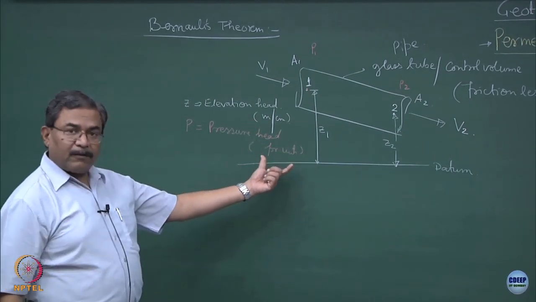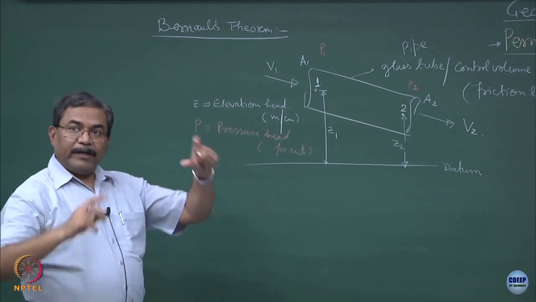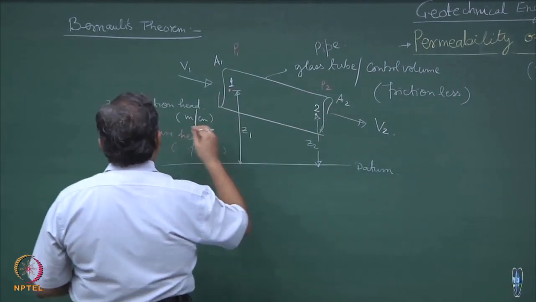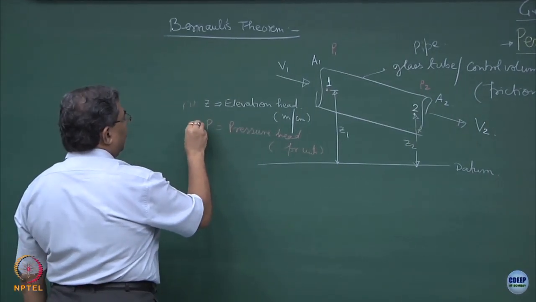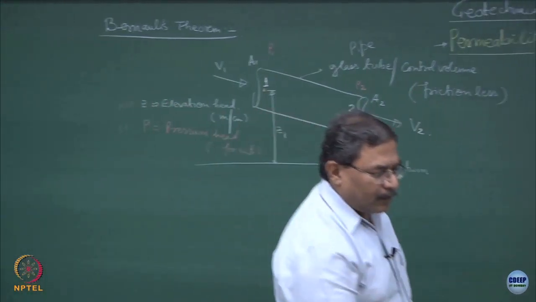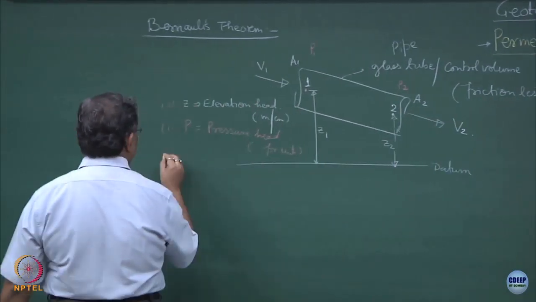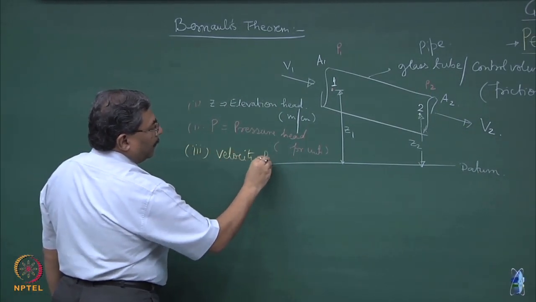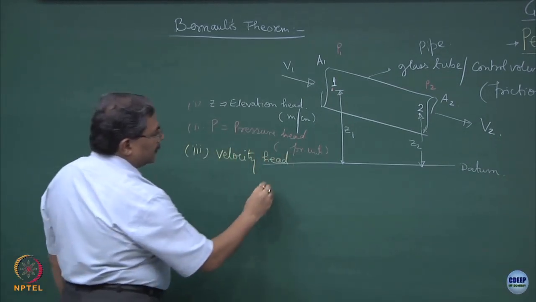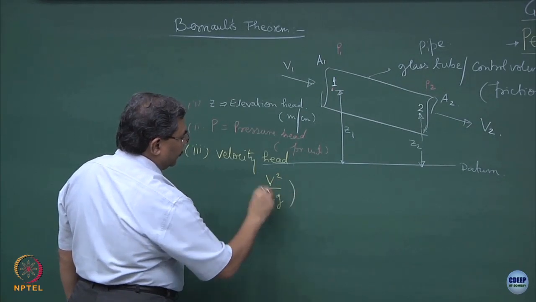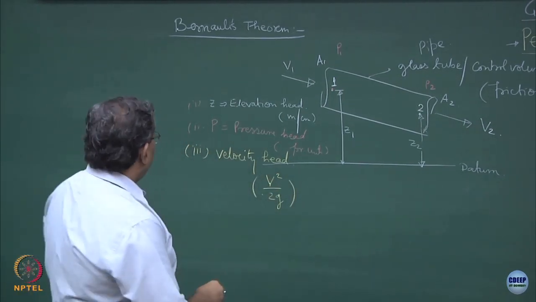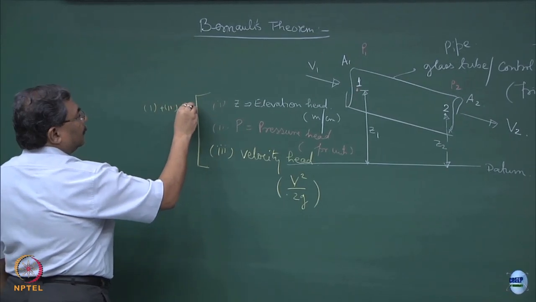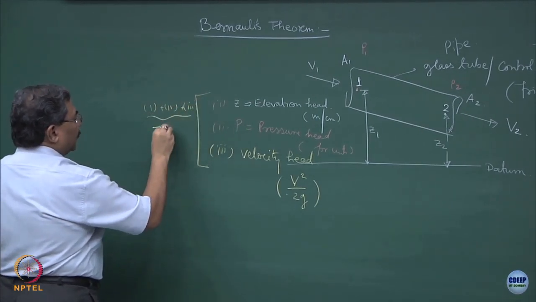If I divide this by the density of the fluid, this becomes the height of the fluid, and the pressure can be converted into the height also, all right. So, we have elevation head, we have pressure head, and the third one, I am sure you must have studied, is what is known as the velocity head. Normally, this is defined as V square upon 2g, all right. Put together, that is 1 plus 2 plus 3, is known as the total head.